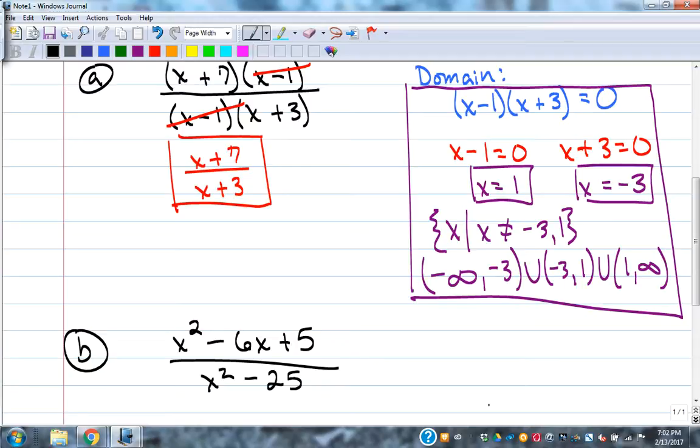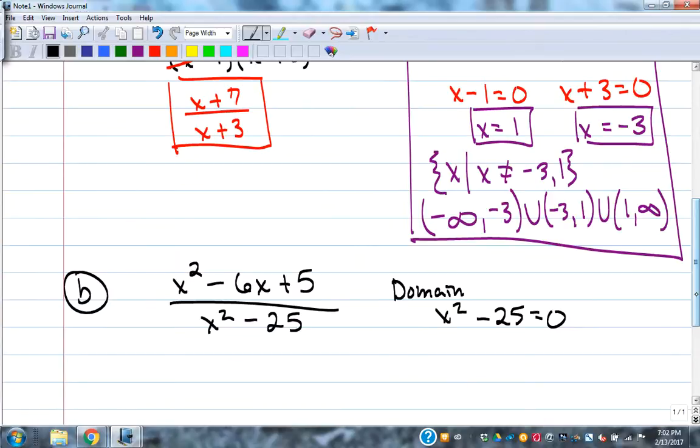Okay. So to find the domain, what do we do? Set the denominator equal to 0. X squared minus 25 equals 0. So there are many ways to solve that. There's solving by square roots. There's the quadratic formula. There's all those things. You want to factor it because you're going to have to factor it anyway. Most of the ones you're going to get are going to be factorable. So you want to think about factoring. That's the reason we're going over that tonight.